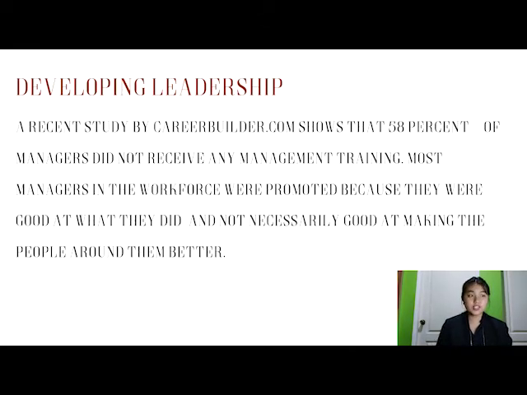A recent study by CareerBuilder.com shows that 58% of managers did not receive any management training. Most managers in the workforce were promoted because they were good at what they did and not necessarily good at making the people around them better. This shows that many companies do not have enough employees with the necessary competencies to manage in a global economy due to the lack of leadership training.